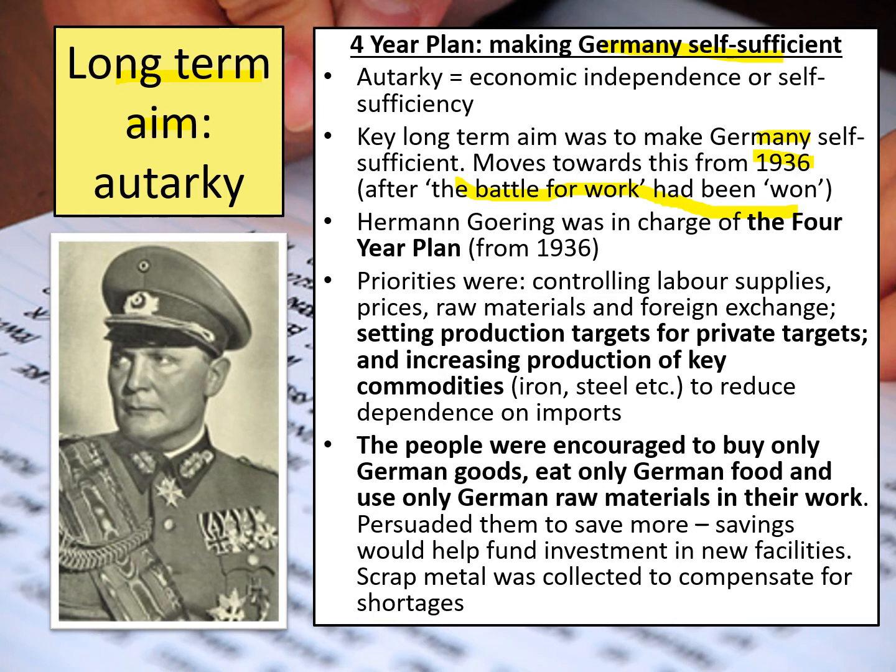He had quite a variety of jobs in Nazi Germany, including being in charge of the Luftwaffe in the Second World War. His priorities were to try and make Germany self-sufficient by doing things like controlling labour supplies, controlling prices, controlling raw materials, and setting production targets for different factories. He also tried to encourage people to become reliant only on German goods and not to get anything in from other countries, doing things like eating German food, using only German raw materials in their work.